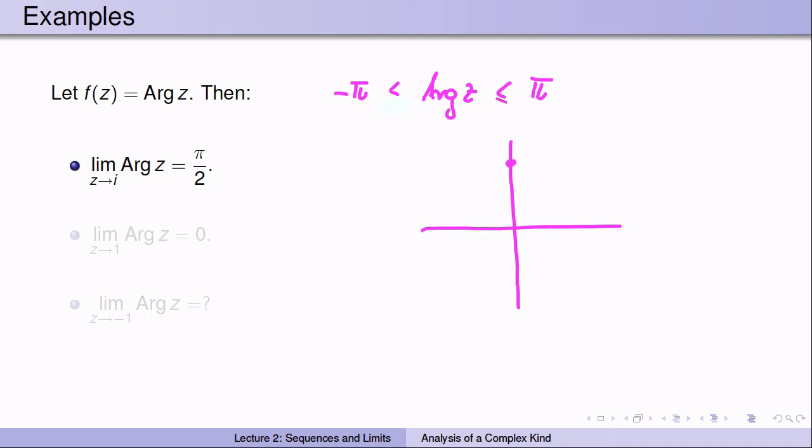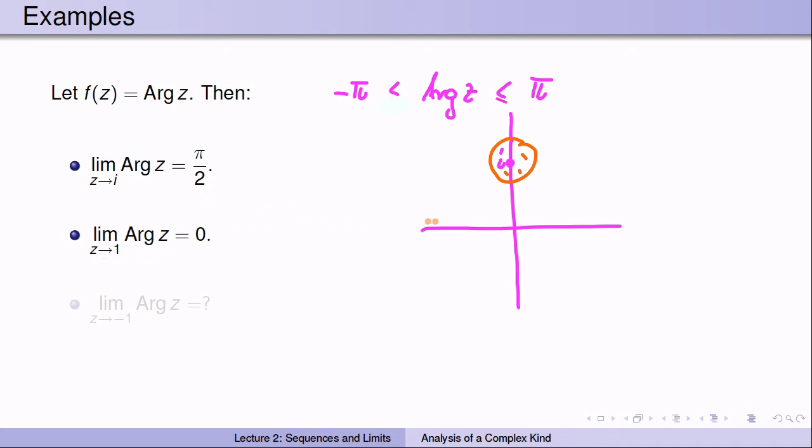i, which is right here. And as z approaches i, no matter from where z approaches i, I can draw a whole little disk around i, and all those z values in here have an argument that's pretty close to pi over 2. And the smaller I draw the disk, the closer all those arguments will be to pi over 2. So we say the limit of the argument of z as z approaches i equals pi over 2.